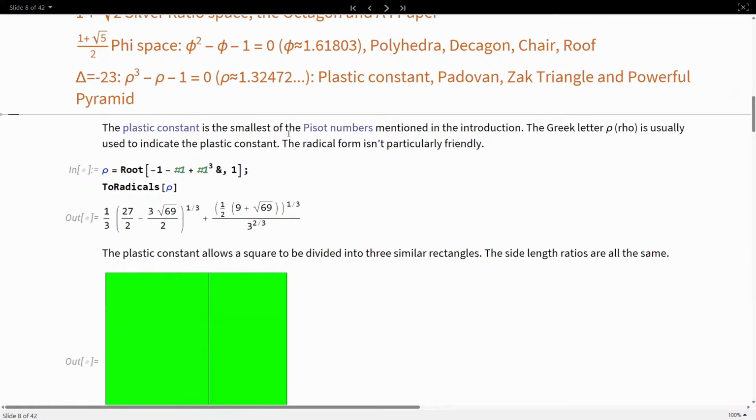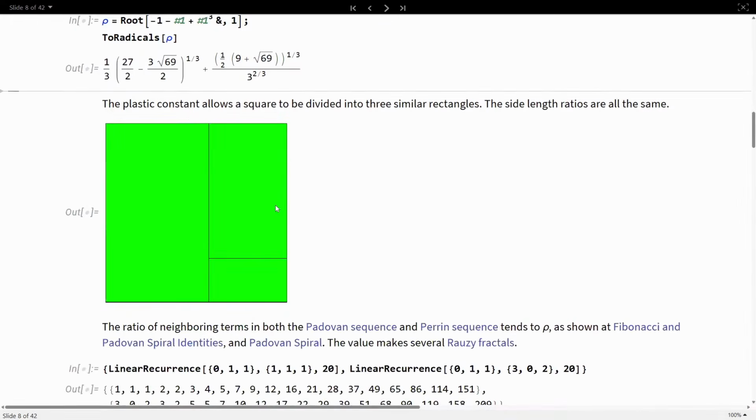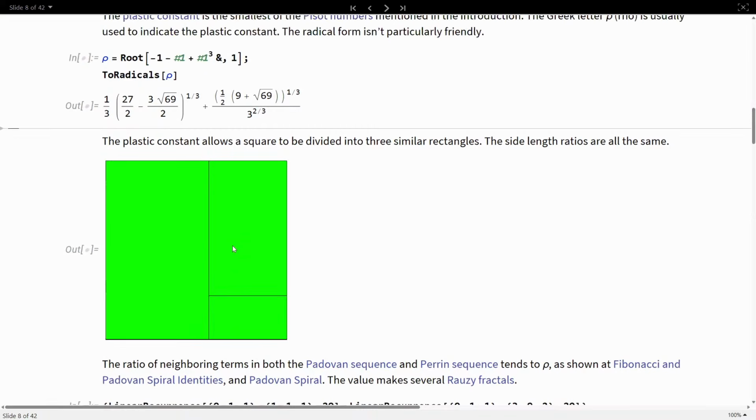For example, the plastic constant is the smallest Pisot number, and it's the root of x to the third equals x plus 1. And here's a value in radicals. You can divide up a square into 3 rectangles that have the ratio of the plastic constant.